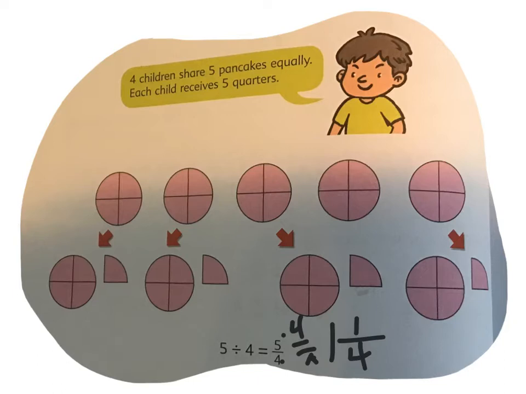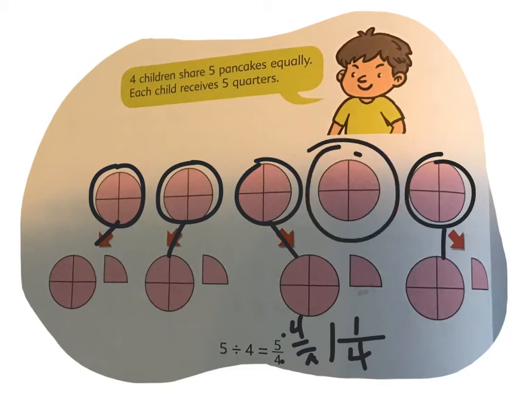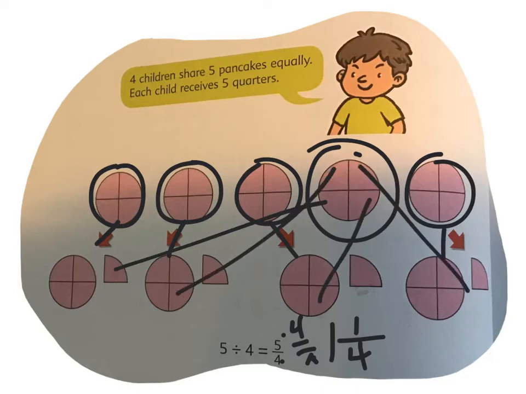Another way you could have done it is that every child is going to get their own pancake. So give them the pancakes right away. Then we just have 1 to split up. And since there are 4 children, they each are going to get 1/4. So 1 1/4.